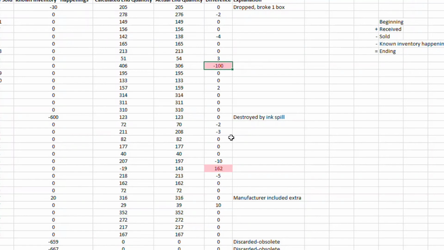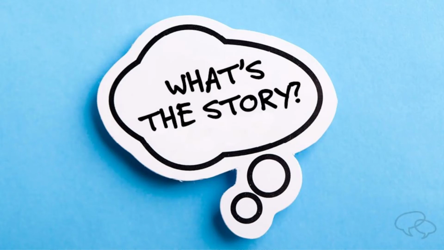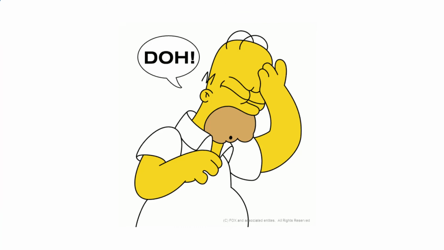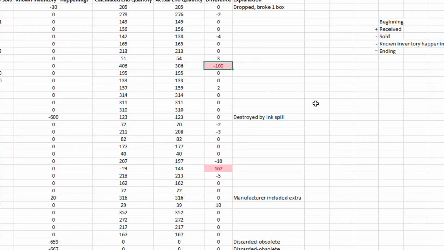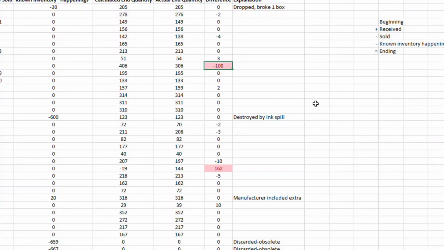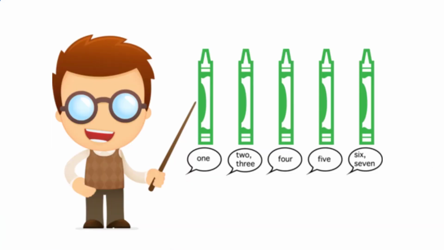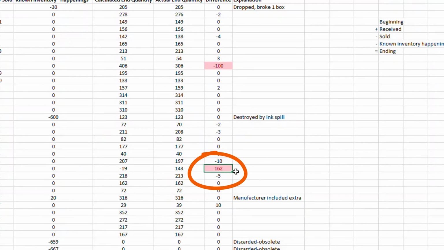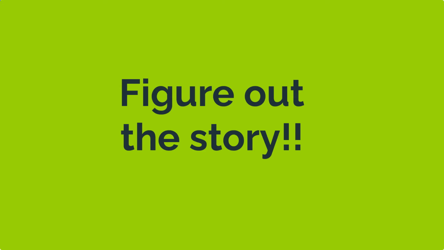But these 100 units that disappeared and these 162 that showed up out of nowhere, we need to investigate the story here. So maybe here you forgot to count some of the inventory that you were storing in the bathroom. Maybe you had an employee walk away, some theft happening there. And then for your extra inventory, maybe this was just a counting error. Maybe this was typed incorrectly. Maybe a receipt wasn't recorded. Maybe you counted a shelf twice. I don't know the reason exactly. It could be any number of things. But when you see big differences, moral of the story is figure out the story.